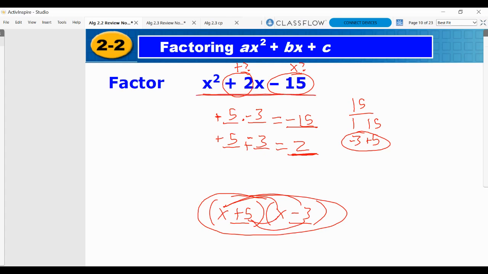Okay, so there's some factoring, working backwards. Hopefully that helped clear some things up for you guys from 2-2. We will go over this when I see you guys next time in class.